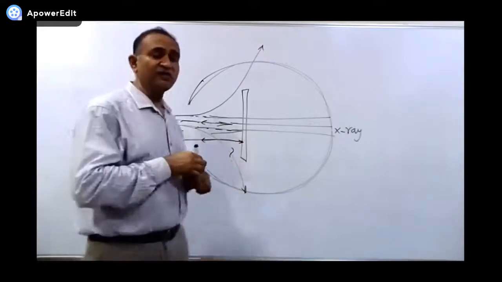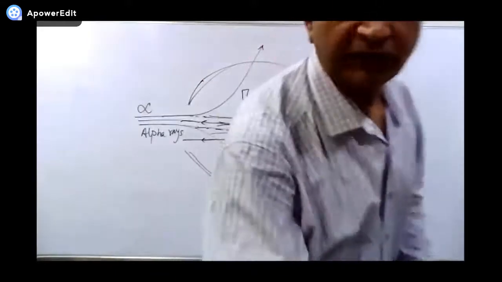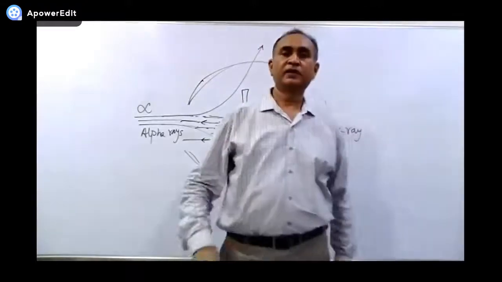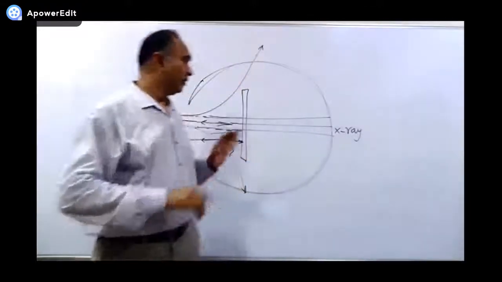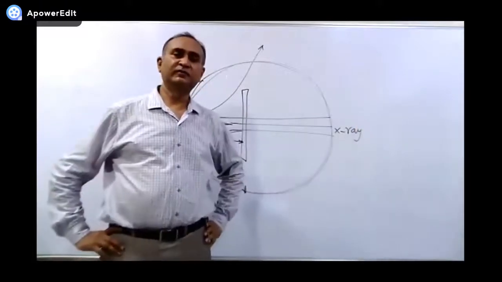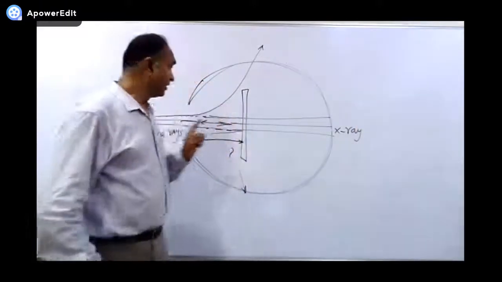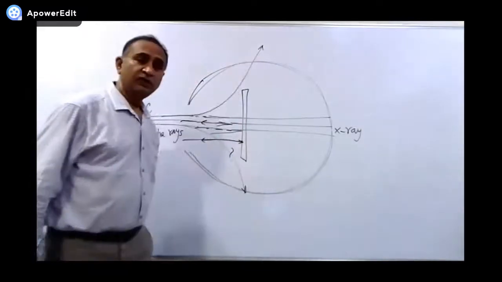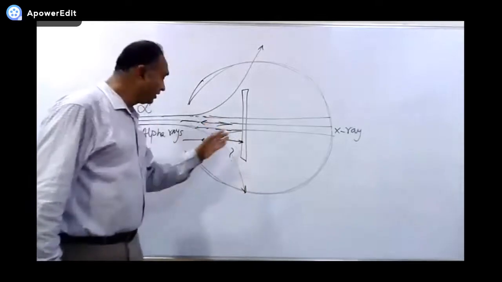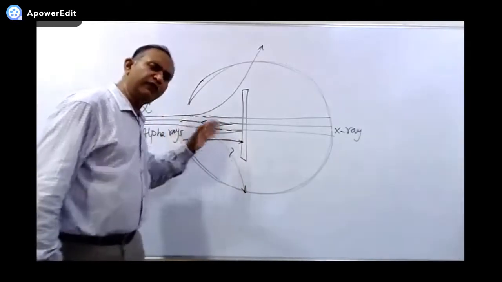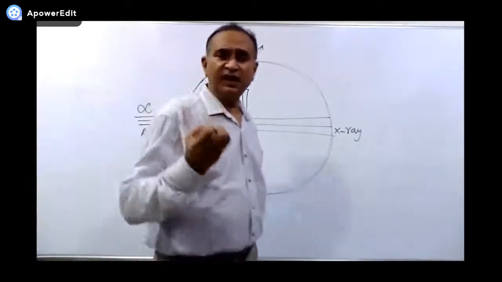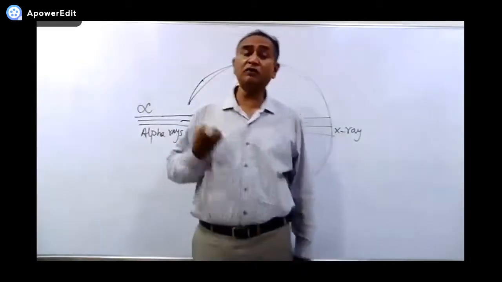What are the three observations? The three observations are: number one, most of the alpha particles pass through the foil undeflected. Second, some bend at large angle. Third observation, they bounce back. Very few bounce back. Now, from these three observations, what did he conclude?